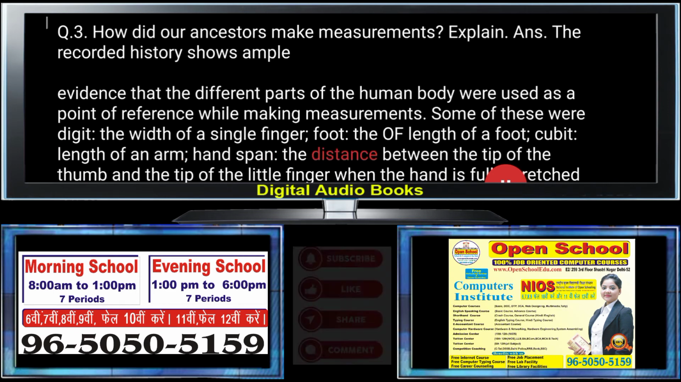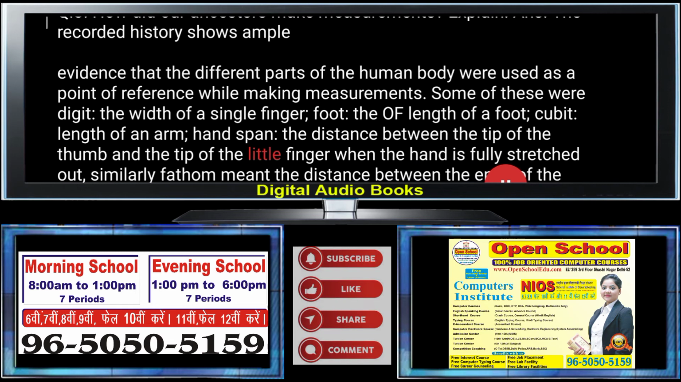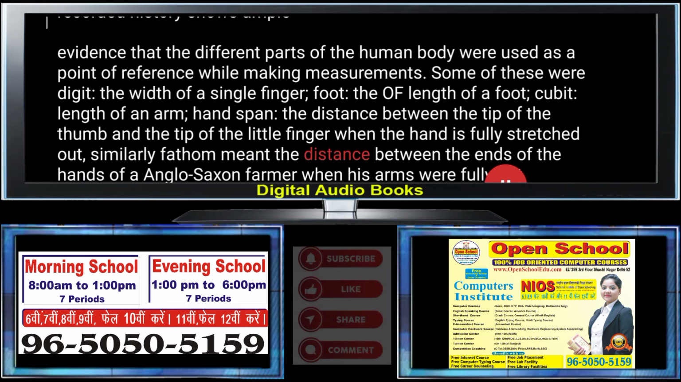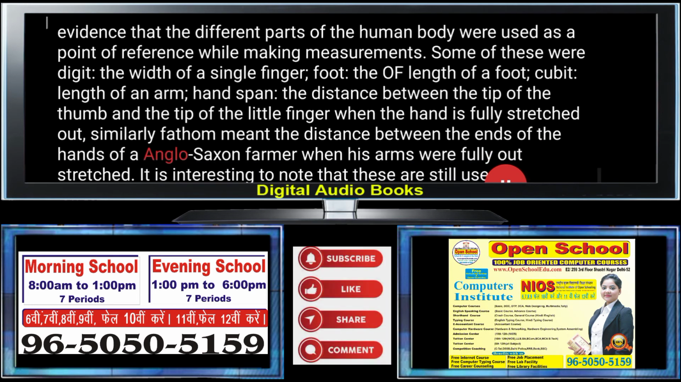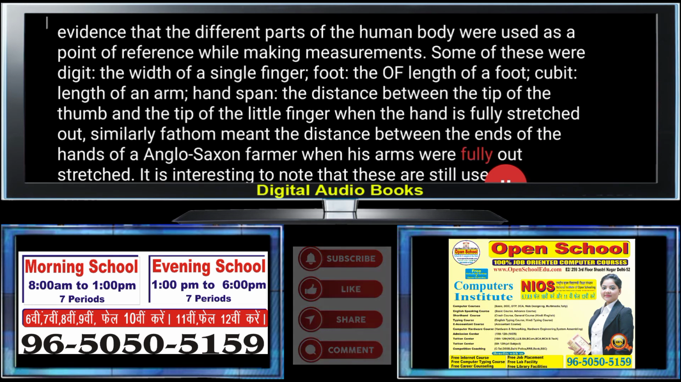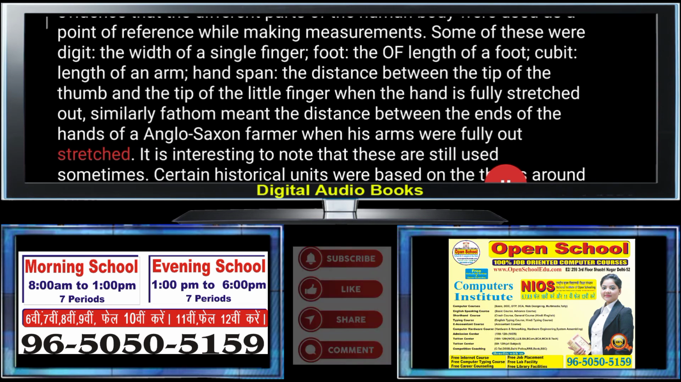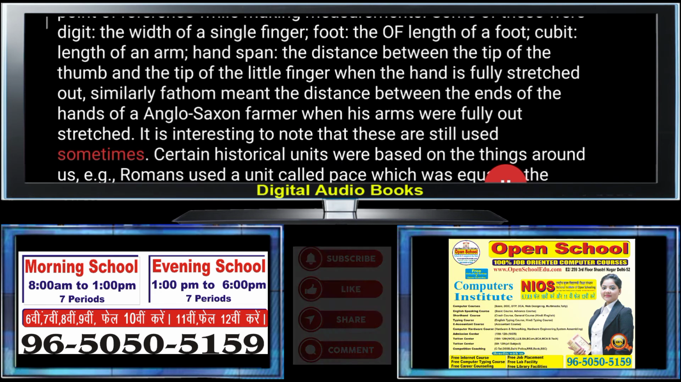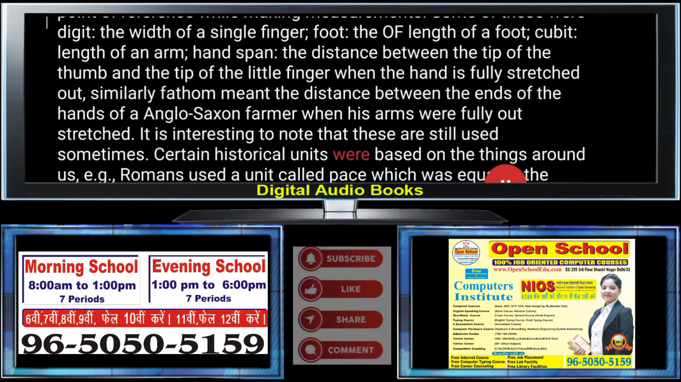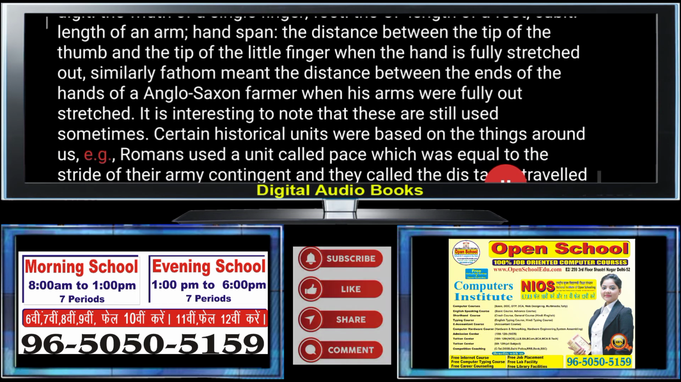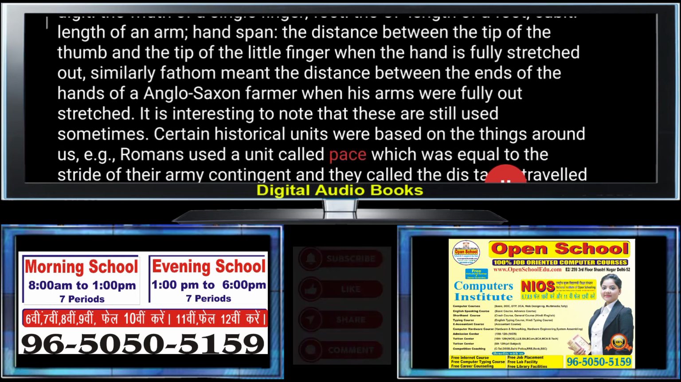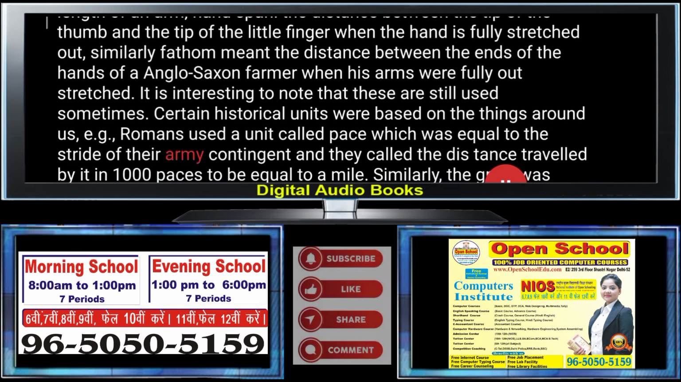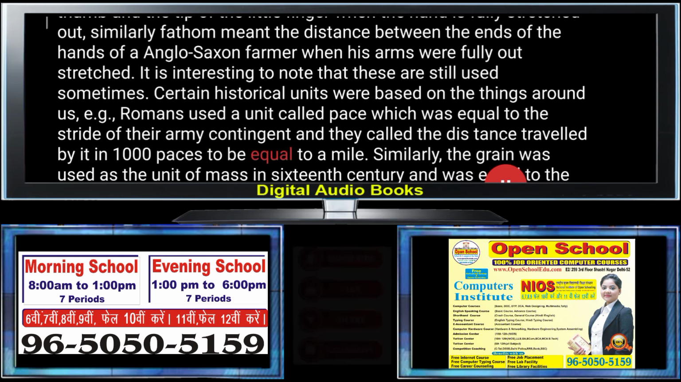Hand span, the distance between the tip of the thumb and the tip of the little finger when the hand is fully stretched out. Similarly, fathom meant the distance between the ends of the hands of an Anglo-Saxon farmer when his arms were fully outstretched. It is interesting to note that these are still used sometimes. Certain historical units were based on the things around us, e.g., Romans used a unit called pace which was equal to the stride of their army contingent, and they called the distance traveled by it in 1000 paces to be equal to a mile.